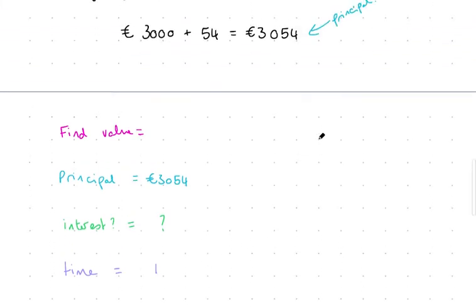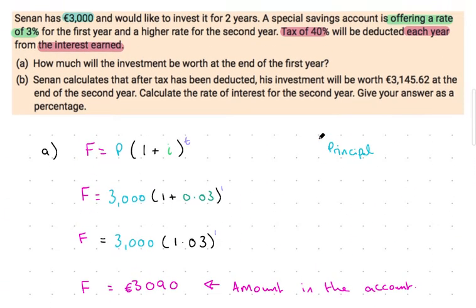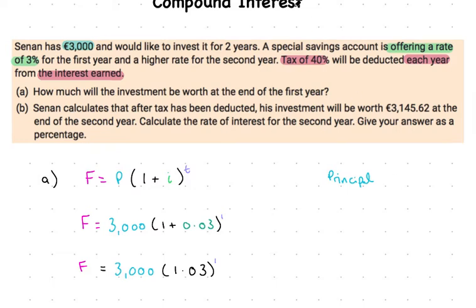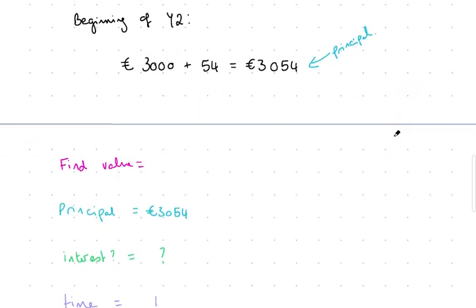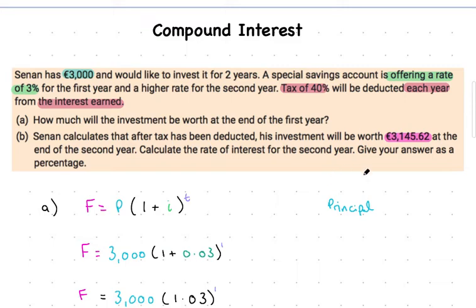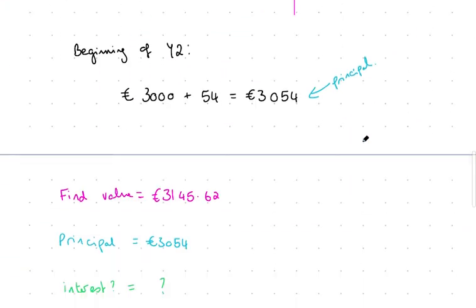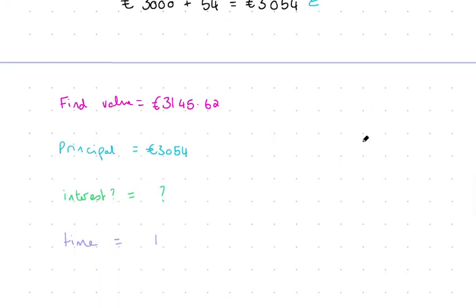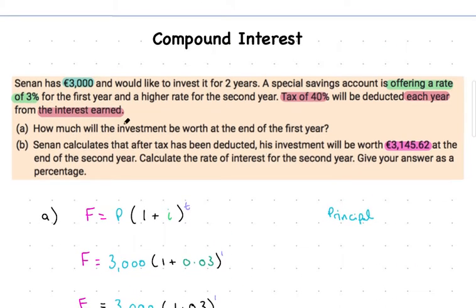So the final value is the one piece I need to go back up to the question to get. When we read about that, it says that the investment will be worth, so that's our final value, 3145.62. So I'm going to write that here, 3145.62. Now, again, that's after tax. So we'll come back to the tax in a moment. Or actually, we'll need to do it now, because that's after tax is deducted. If we read the question again, it says after tax.